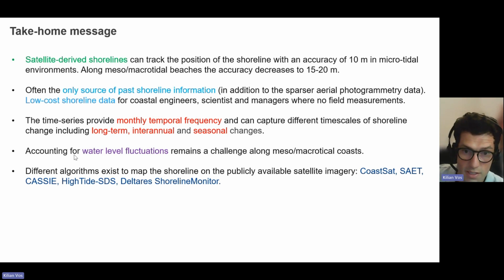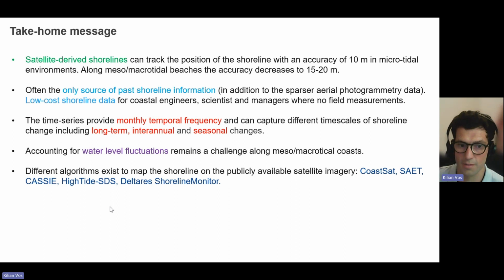And the time series that you can extract have around monthly temporal frequency. It depends on the cloud coverage of your region. In Australia, we're quite lucky with low cloud frequency, so we get a lot of images that are cloud-free for mapping the shoreline. And with that monthly frequency, you can actually capture changes that go from long-term trends to interannual, and even seasonal shoreline changes can be observed. The main challenge, as I said, is accounting for water level fluctuations, and especially along meso to macrotidal coast.